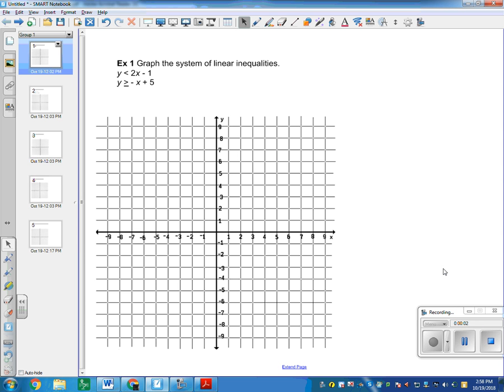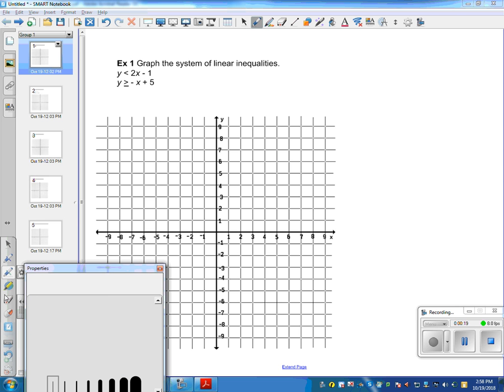All right, graphing linear inequalities. Let's get right down to it. First thing we need to do, graph our lines. The nice thing about this example is both of them, y is all by its lonesome. They're already both in slope-intercept form, so we can go straight to graphing. So let's go ahead and do that.